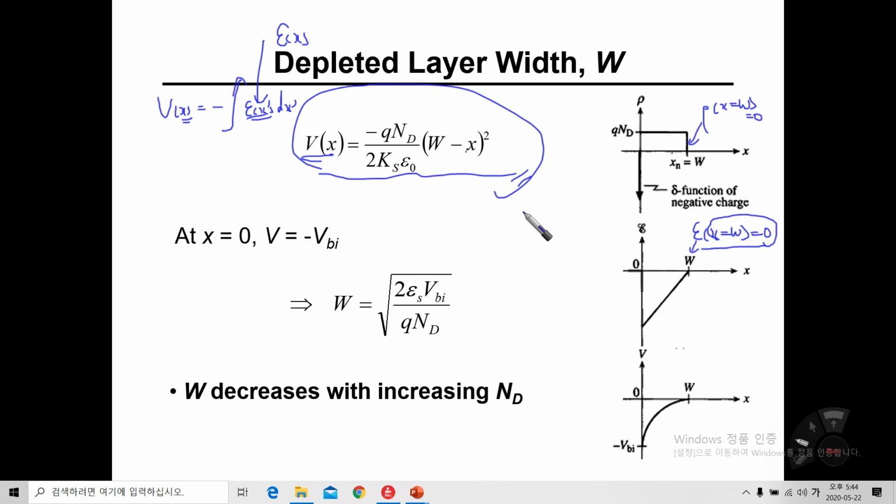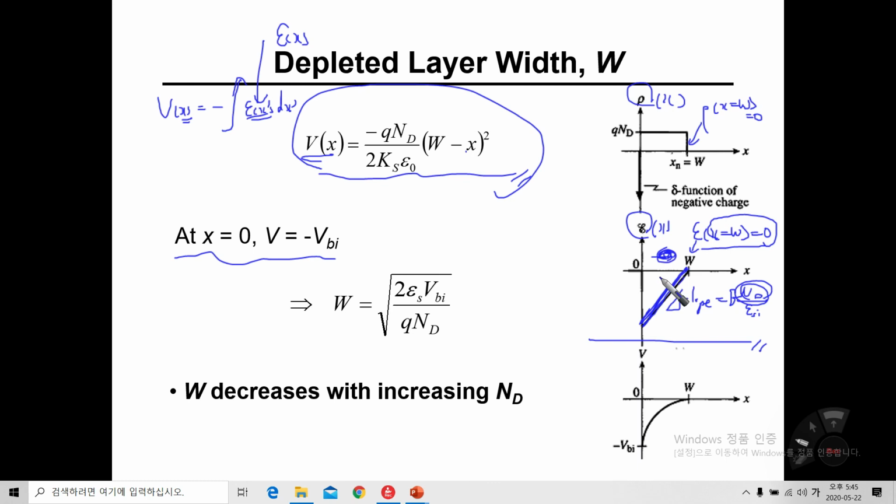Okay. Then another thing that I want to tell you is this. Now we have done rho as a function of x and the electric field as a function of x. You can see this slope is very much associated with the doping concentration, right? So the doping concentration can decide how the electric field is varying.